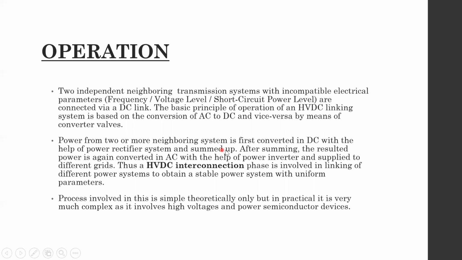Power from two or more systems is first converted into DC by means of a power rectifier system and then summed up. After summing up, the resultant power is again converted into AC with the help of a power inverter and then supplied to different grids. The process involved is simple in theory, but in practice it is very complex as it involves high voltages and power semiconductor devices.